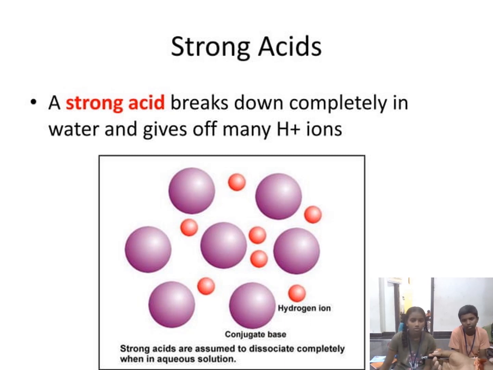What is a strong acid? It breaks down completely in water, producing the most amount of H plus ions. What do we call it? We call it a strong acid. An acid which breaks down completely in the water and gives off many H plus ions is called a strong acid.